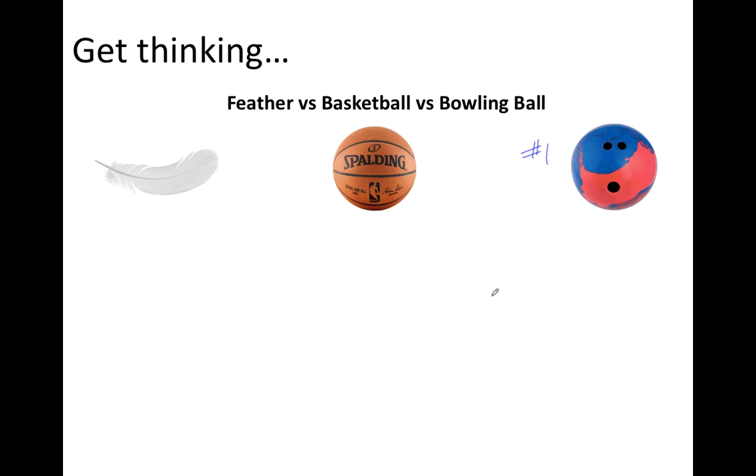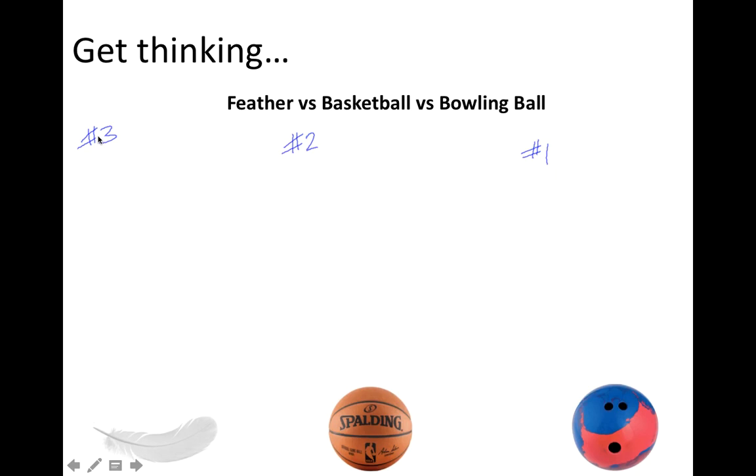A heavier object falls faster than a lighter object, which means that the basketball would come in second place, and then the lightest object, our feather, is going to come in third place. Well, let's see what happens. Our expectation, or our hypothesis, that the order of them finishing this race would match the order of their masses was incorrect.